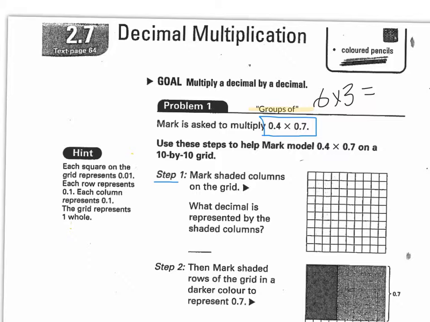Our first step, we are going to shade in some columns on the grid. We are going to shade in 0.4, which represents 40 out of 100, so I will shade in 40 squares, or 4/10, which is 4 columns. 1, 2, 3, 4. So I have 0.4 shaded on this grid.